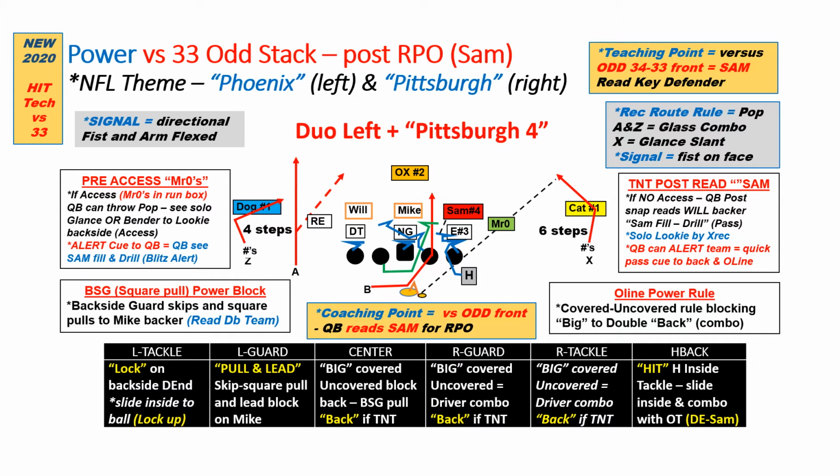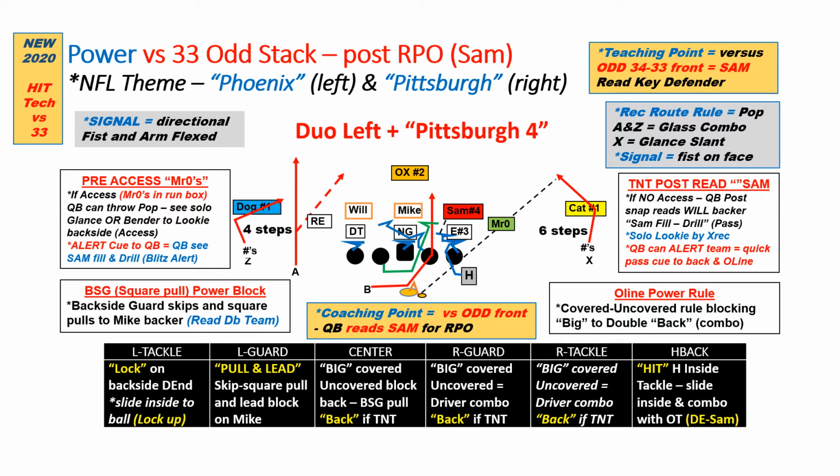When we do this against a 33 odd stack front here, now again, the backers are stacked right over top. Again, now we're still going to use the hit technique with the H. He's going to slide inside to double with the tackle. We'll read that Sam backer. But again, if the defensive end slants out, then the H can go ahead and climb up on the Sam. Even though he's a read key, we can get him up there as an extra blocker.